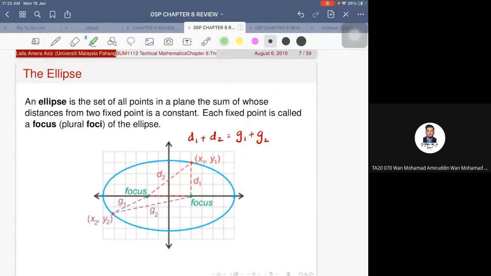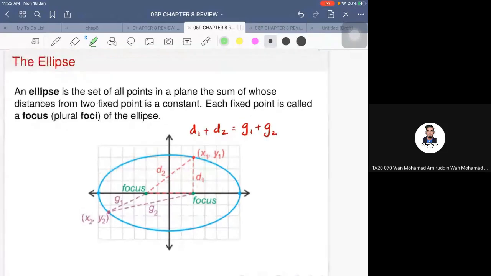Satu benda pasal ellipse ni, konsep dia sama macam tadi. Katakanlah I ada 2 point. Point pertama dia kat sini, X1, Y1. Dekat atas ellipse ni dia ada 2 point, nama dia adalah foci. Sebenarnya kalau satu kita panggil dia sebagai fokus, jadi plural kepada fokus ni kita panggil foci. Ni adalah kedudukan foci.